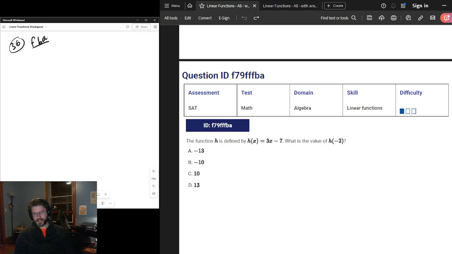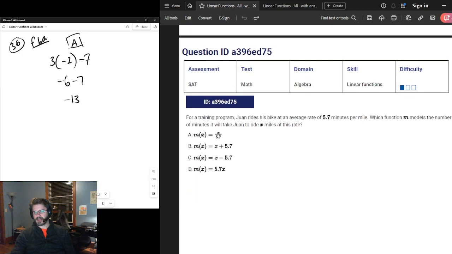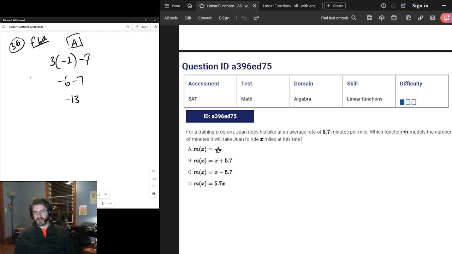We have our linear function, h of x equals 3x minus 7. They want h of negative 2, so you just plug that guy in wherever you see an x, minus 7. Multiply it out, negative 6 minus 7. Add like terms, negative 13, and that gives A. Man, lots of A's.